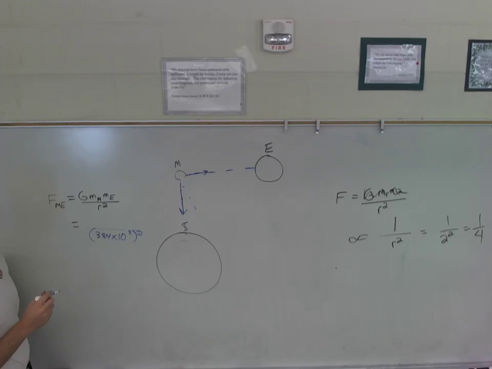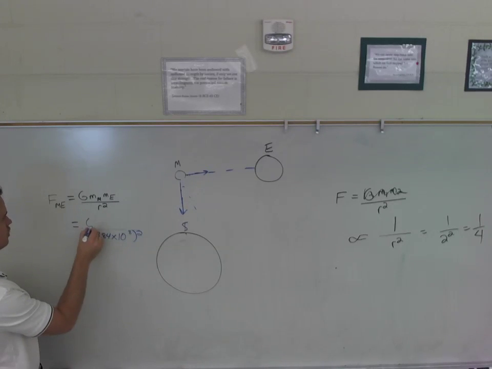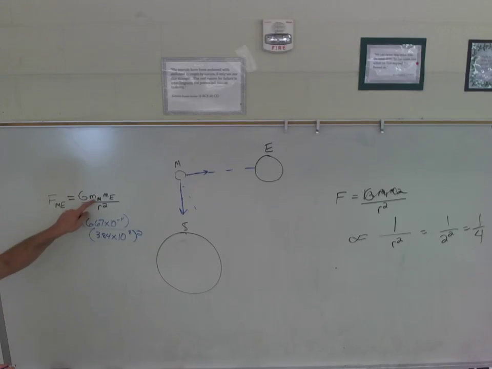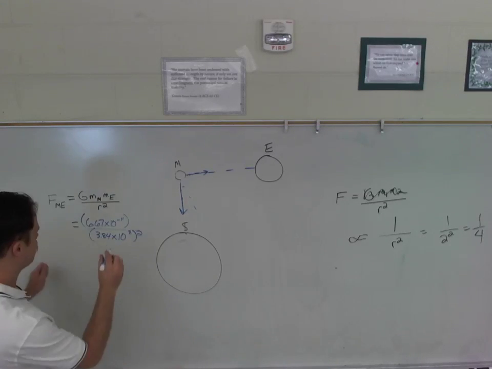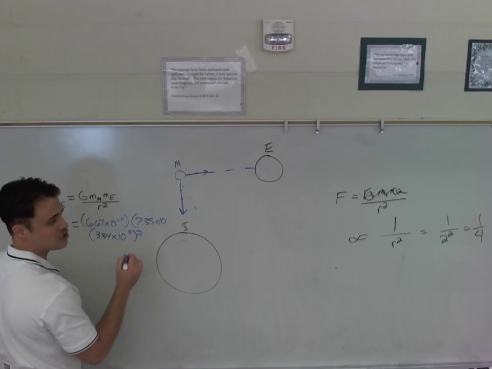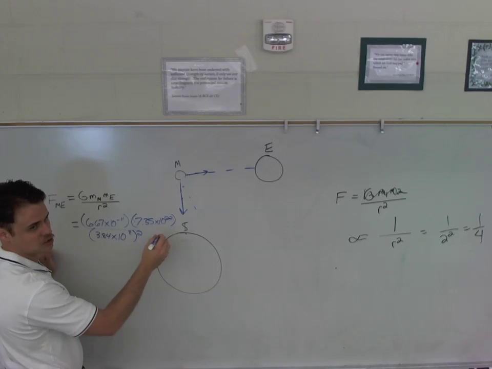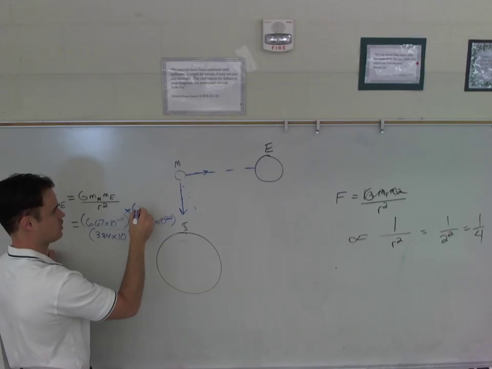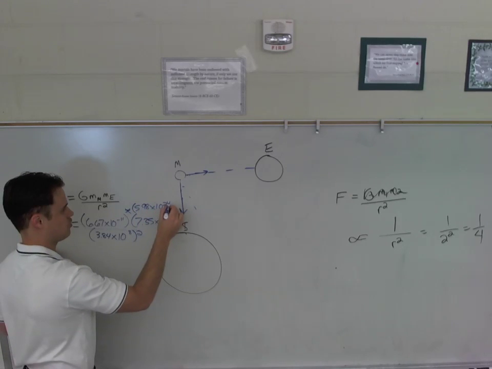Anyway, so G, what is G? The value of G is some constant number. It's on the problem. What does it say? 10 to the negative 11th newtons. Okay. Mass of the moon, it's on that page 2. What is it? 7.35 times 10 to the 22nd kilograms. Okay, I'm just plugging this in. It's supposed to be right here, times the mass of the Earth. Good, it's bigger than the moon.